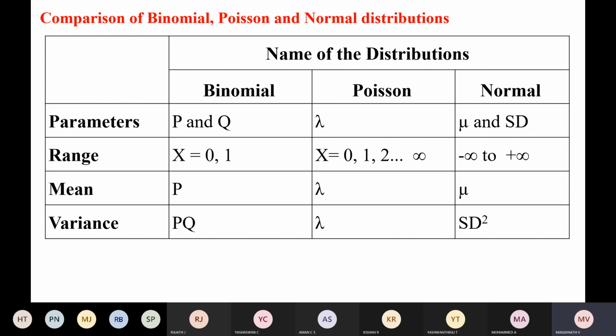Lambda is equal to mean. Now SD square is equal to variance. Mention these things below the table and you will get 5 out of 5.